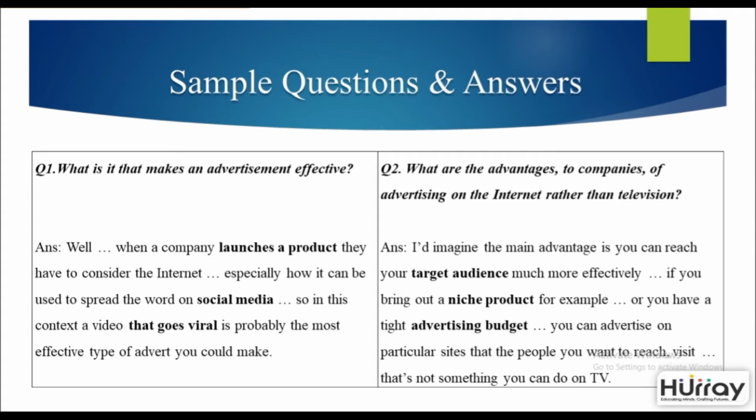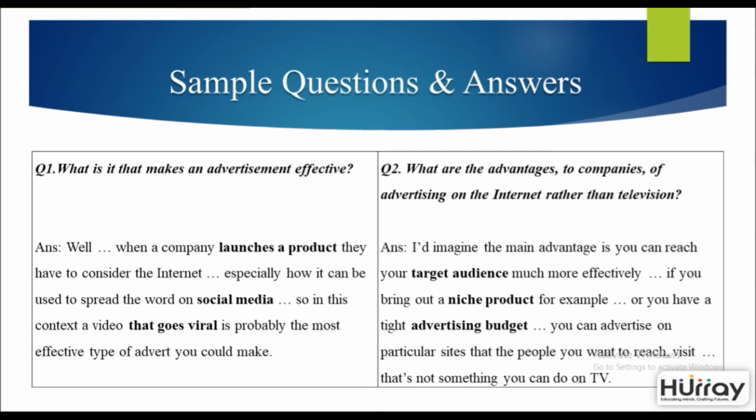So your answer could be, well, when a company launches a product, they have to consider the internet, especially how it can be used to spread the word on social media. So in this context, a video that goes viral is probably the most effective type of advert you could make. So the person here has covered 1, the main point, 2, the reasoning behind the point, as well as the effect, since that is what the question was.